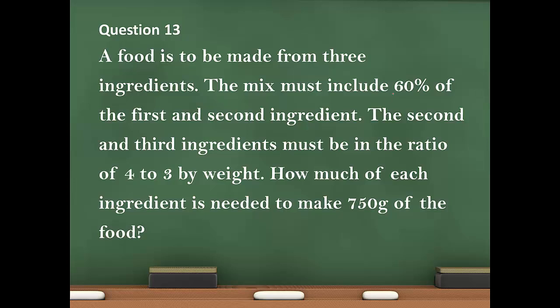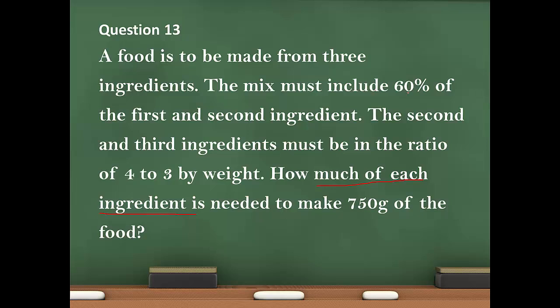The mix must include 60% of the first and second ingredient. Now this is a food where you have to mix the 3 ingredients to get the food. But that mix must have 60% of the first and second ingredient. So we are talking about 3 ingredients here. How much of each ingredient, which is 3? So let the first ingredient be x, let the second ingredient be y, and let the third ingredient be z.